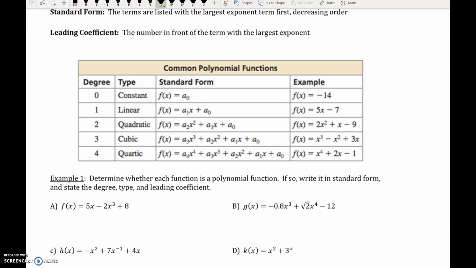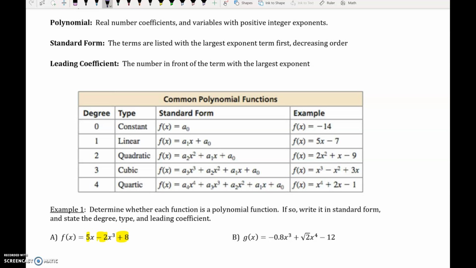So the coefficients are the numbers in front of the letters. Those have to be real numbers. That means a polynomial cannot have any i's. No imaginary numbers. And then the exponents have to be positive integer exponents. That means no negative exponents and no decimal exponents.